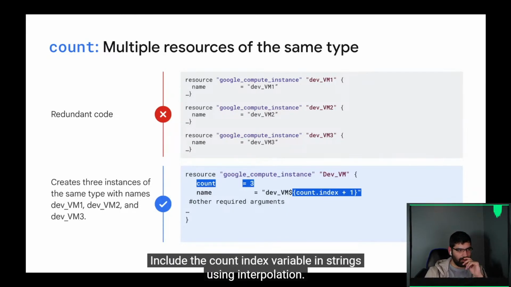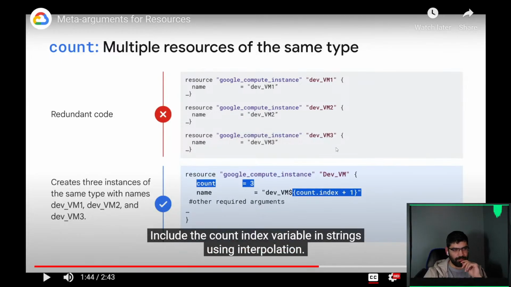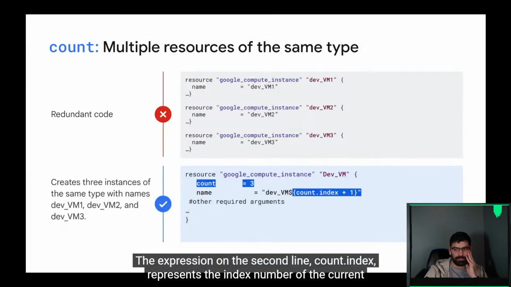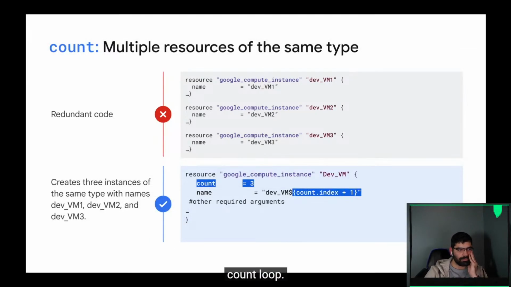Include the count index variable in strings using interpolation. So the index starts at zero. I'll create a video on arrays and index, which I think will give you a really good picture of how things work. But index always starts from zero. Remember that. The expression on the second line, count.index, represents the index number of the current count loop.